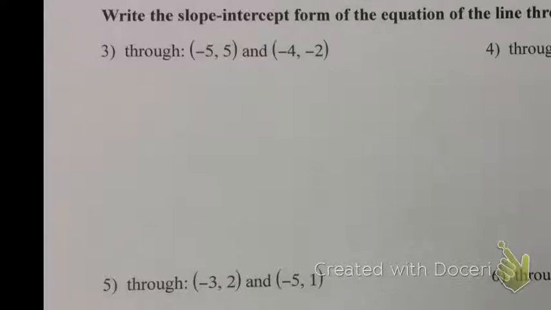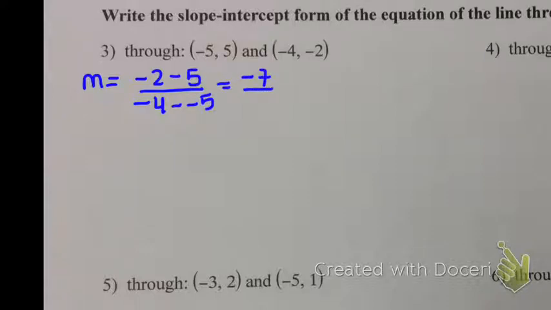Okay, so let's go ahead and do an example together. We're going to write the slope-intercept form of the equation of the line that goes through these points. So the very first thing we're going to do is find the value of our slope. So we're going to do y2 minus y1 divided by x2 minus x1. Okay, that's giving us -7 over -4 plus 5, which is +1. That reduces to -7.